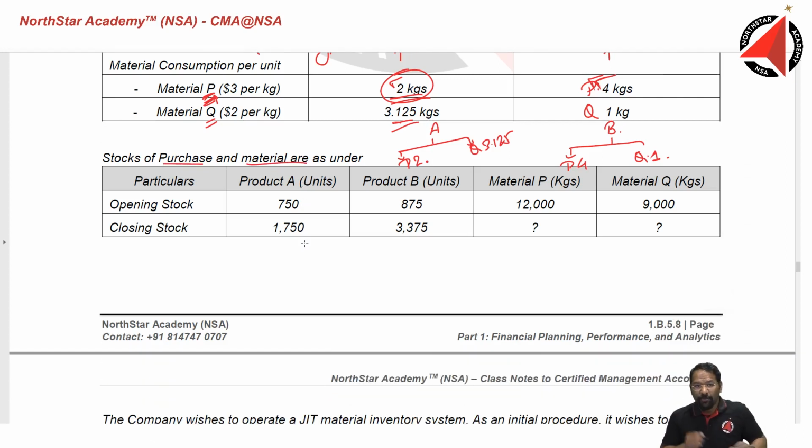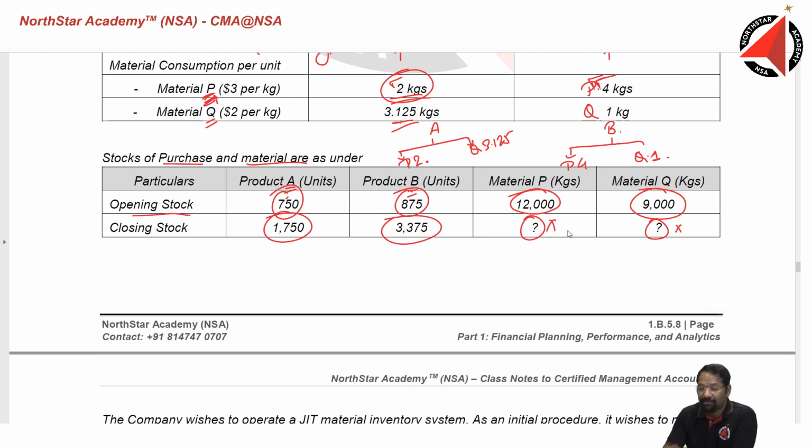Alright. So, first one, product A, product B. Answer my question. Is this opening stock of raw material or opening stock of finished goods? Answer: this is opening stock of finished goods. Very good. And this one, is it opening stock of raw material or finished goods? This is opening stock of raw material. So you have to remember both, the difference. Similarly, this is closing stock of finished goods. Closing stock of raw material is not given. No problem. We'll find out.